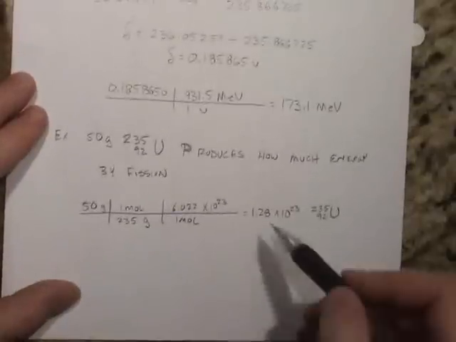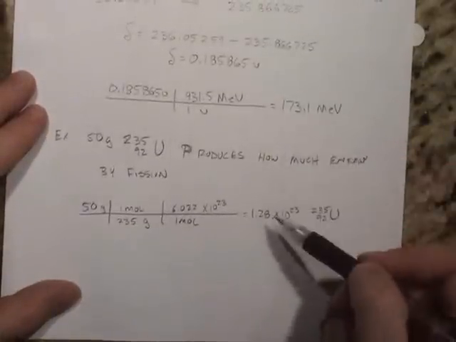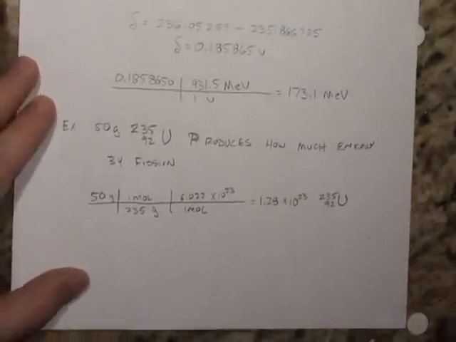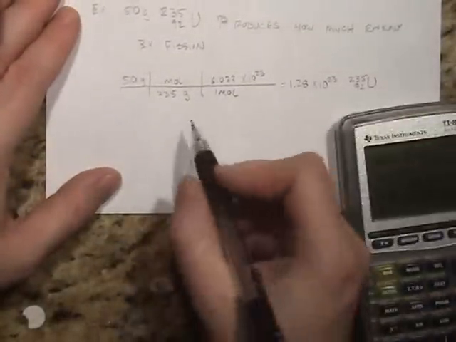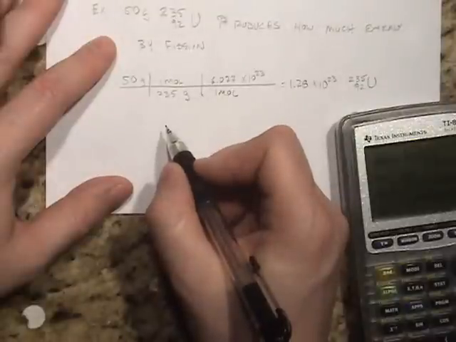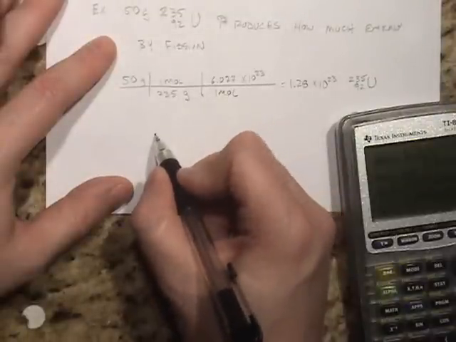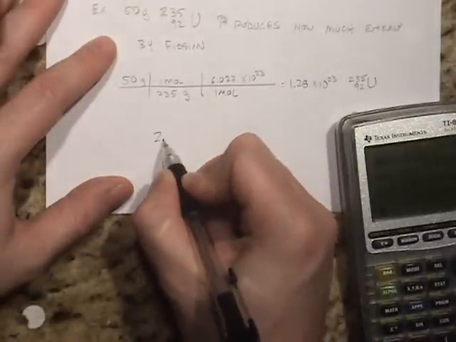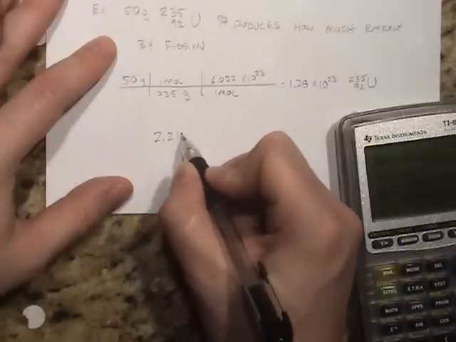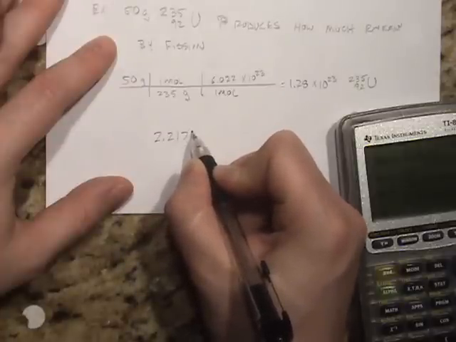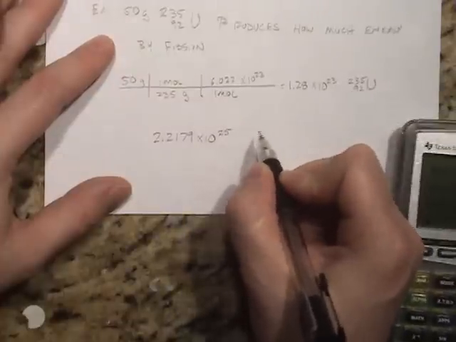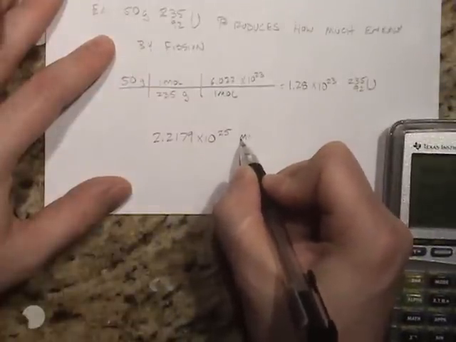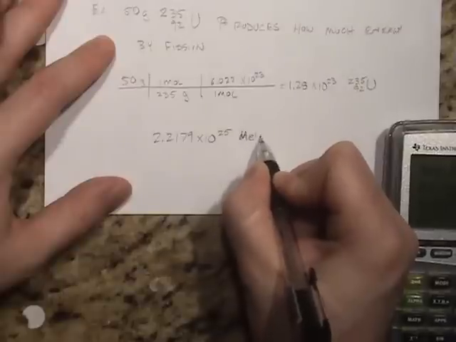Now, if I multiply these two numbers together, that would tell me the total amount of energy I'll release if I cause the fission of all of those atoms. So let's go ahead and calculate that by multiplying by 173.1, and I end up with approximately 2.2179 times 10 to the 25th MeVs.